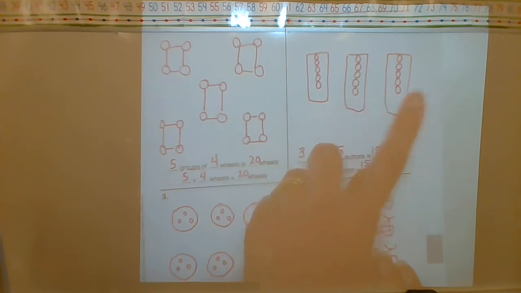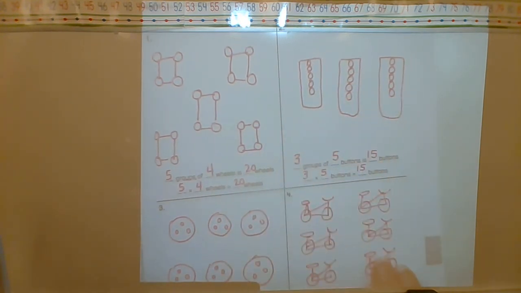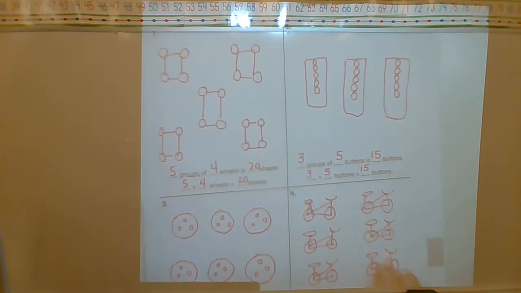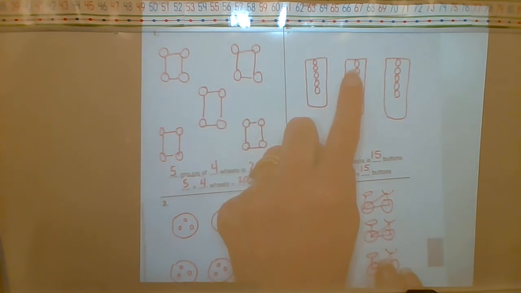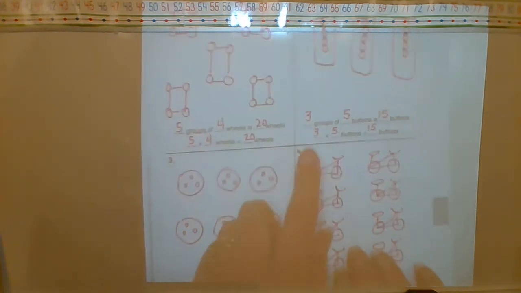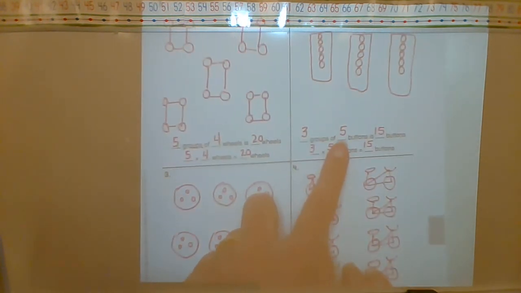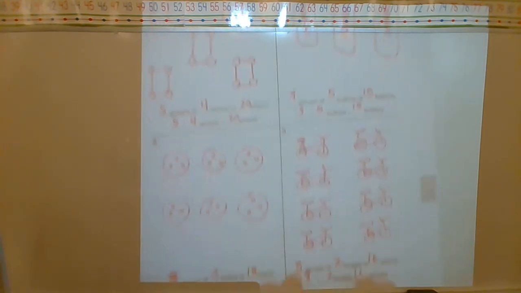Remember here we had the 3 shirts, and each shirt had 5 buttons. Could we do multiplication if this shirt had 3 buttons, this shirt had 1 button, this shirt had 5 buttons? No, because they would not be equal groups. Remember, they have to be equal groups to be multiplication. We could take the groups times the number in each group to get our answer.